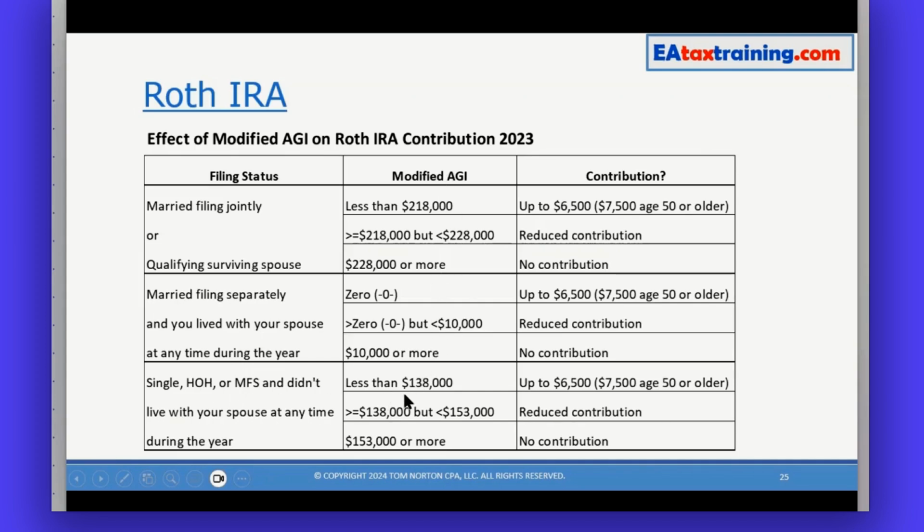That says if your modified AGI is less than $138,000, then you can make a full contribution. If it's $153,000 or more, you cannot make any contribution. And if it is in between, then it would be phased out and you would make a reduced contribution. So again, these are numbers you are going to want to remember for the exam.